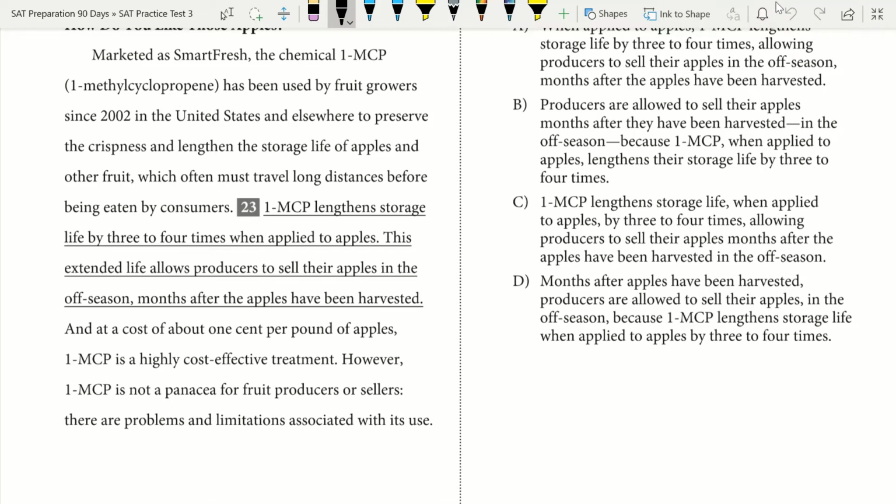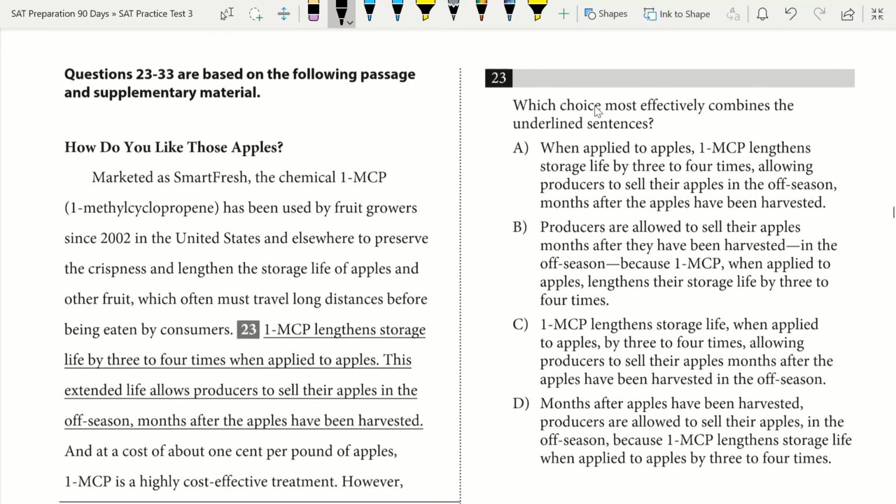Okay, right here I have two sentences underlined. The underline goes through this comma, so I know I'm probably going to be asked to combine the sentences. I can quick check that in my question. Which choice most effectively combines the sentences?